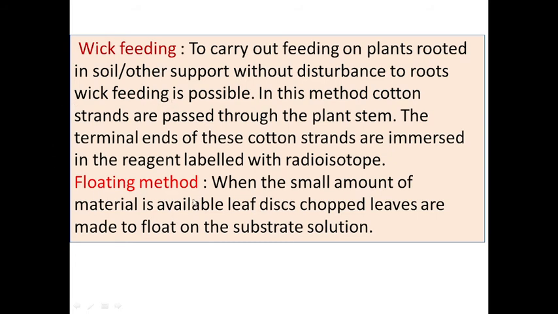After that, the next method is the floating method. When a small amount of material is available, leaf discs or chopped leaves are made to float on the substrate solution. That substrate solution contains the radioactive isotope, the label compound, and the leaf discs or chopped leaves float on it, and in this way introduction of the radioactive isotope is done in the leaf or leaves.